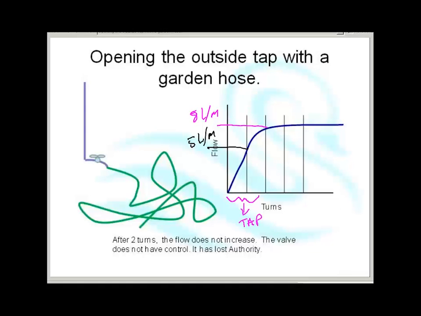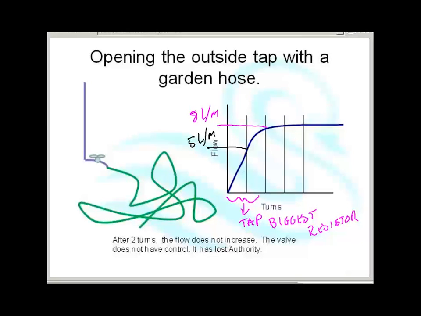Now, what's happened is some part of the system, in this area here, the first 2 turns, the valve, the tap, in the first 2 turns, the tap is the biggest resistor in the system. With flow, whoever's the biggest resistor, that's the person that's in charge. Whoever is the biggest resistor has got what we call authority over the flow. The biggest resistor is controlling the flow. It has authority. So for 2 turns, the tap is the biggest resistor.